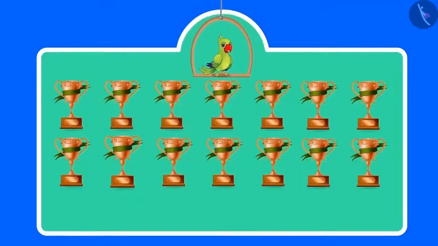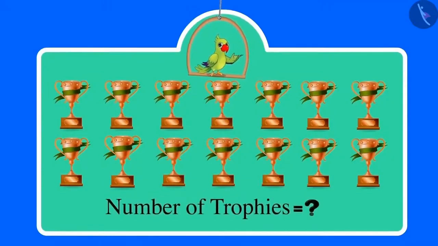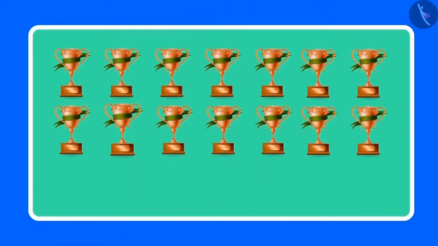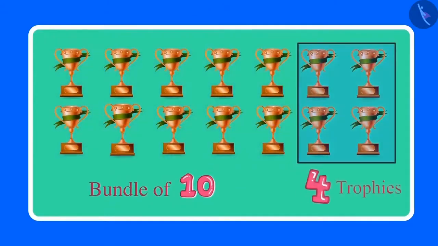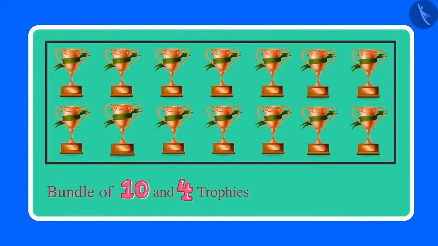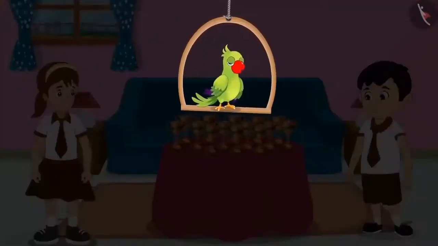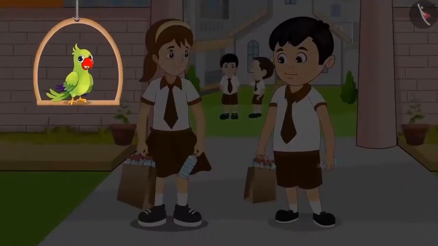Yes, Chotu, let's go. So, children, can you tell me how many trophies does Chotu have? Come on, let us count together. These are 10 trophies and we can make one bundle of 10 trophies. Apart from this, there are 4 more trophies. This means that Chotu has 1 bundle of 10 and 4 more trophies. That is 14 trophies in total. Even you had the same answer, right? Very good. Come on, now let us go to Chotu and Aarti's school.